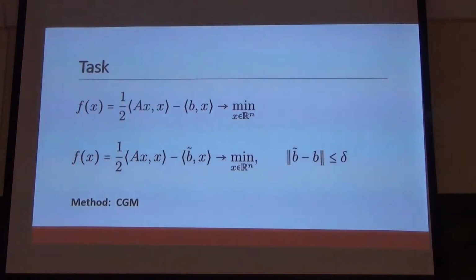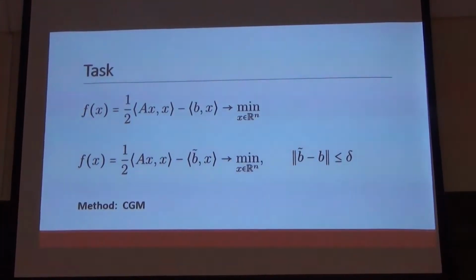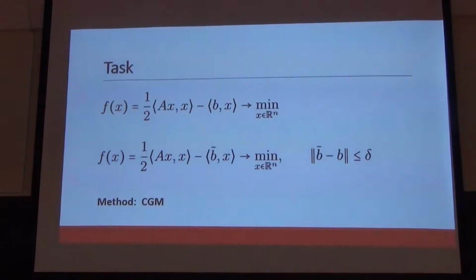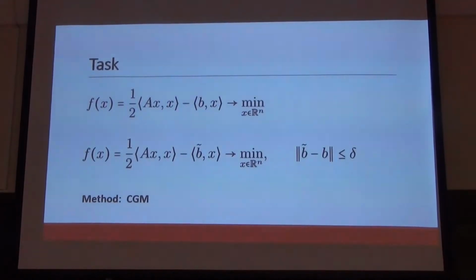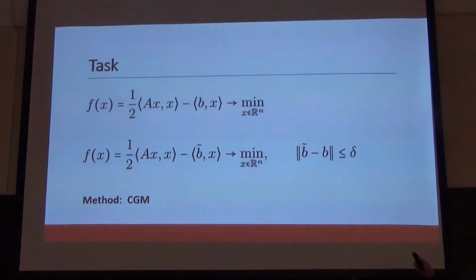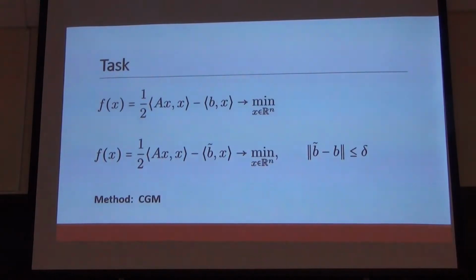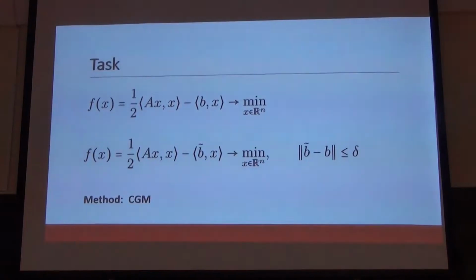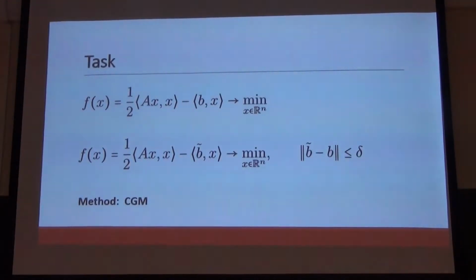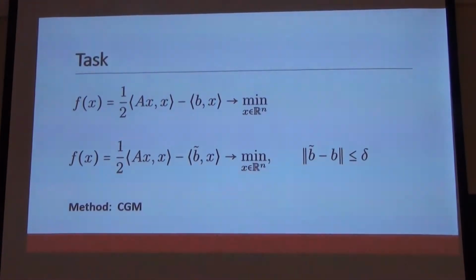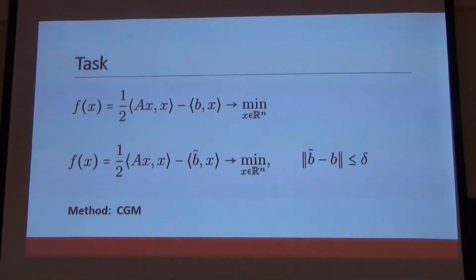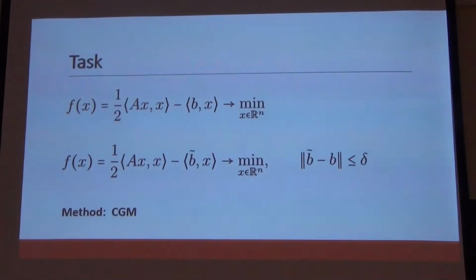So we consider the task of minimizing the quadratic form function, and we make some changes of vector b. We add noise to this vector, such that the difference between the clear vector b and the noisy vector b should be less than or equal to delta. And we use the conjugate gradient method to solve this task.